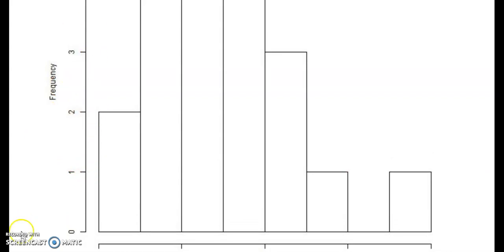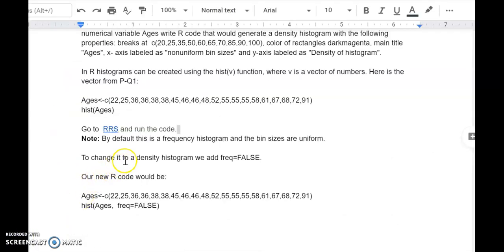Okay, so to change it to a density histogram, we need to add freq, so freq equals FALSE. So this would be our new R code, and this would generate a density histogram.